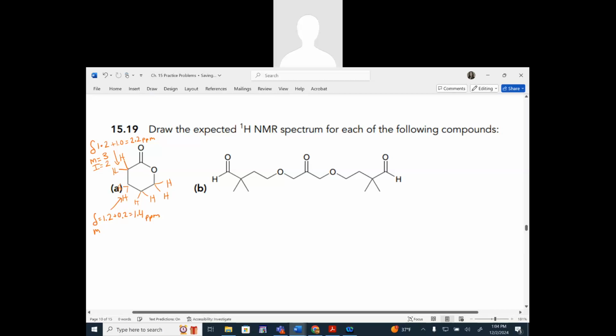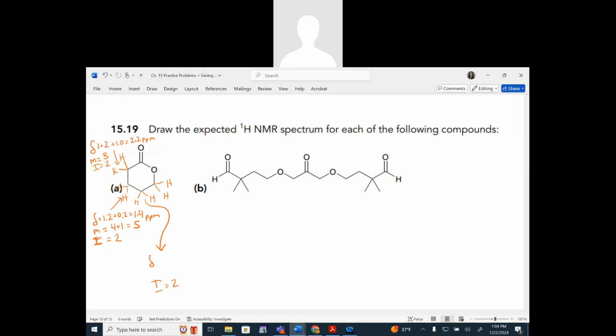The multiplicity for this signal would be a quintet, and the reason for that is because we now have 4 plus 1 neighbors. We have 2 to the left, 2 to the right, so that will give us 5 peaks for our multiplicity. And then if we integrate, we would see again 2 protons, so integration of 2. All right, let's move to this next signal here. So we know our integration will be 2.